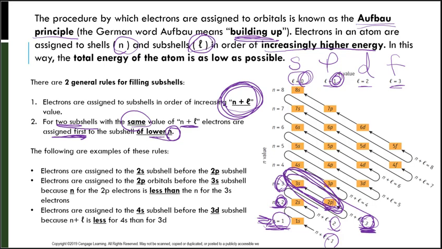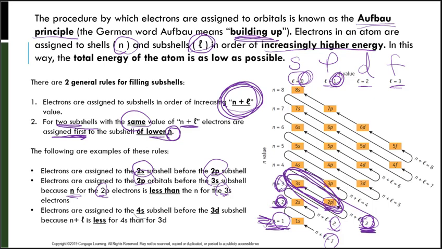Here are some examples of these rules. We assign electrons into 2s before we put them into 2p. We also assign electrons to 2p before we fill 3s because the n for 2p is smaller than the n for 3s. So obviously 2 is smaller than 3.